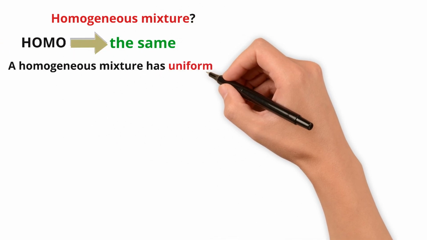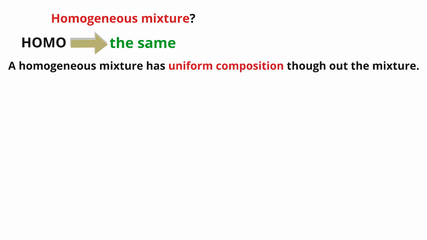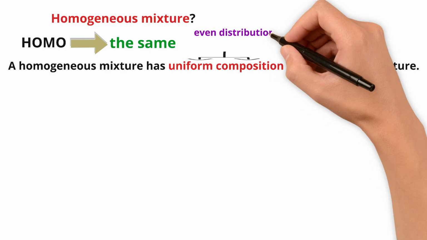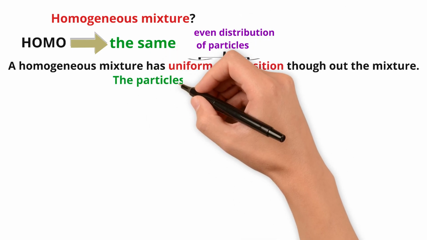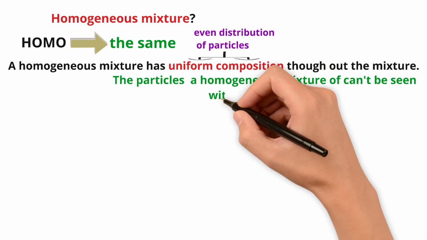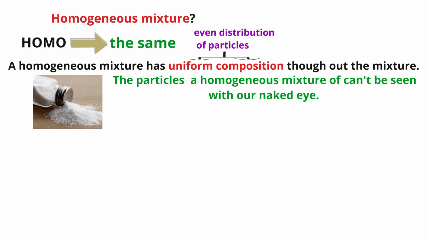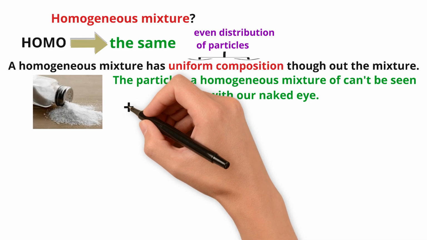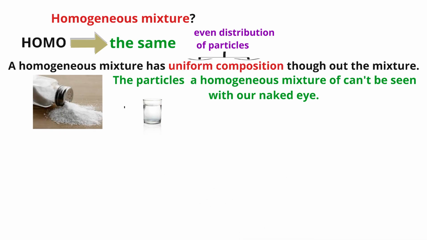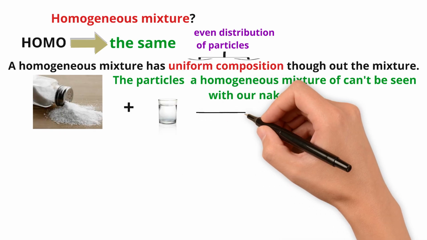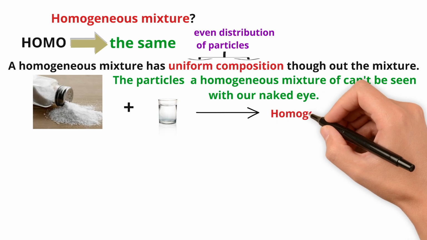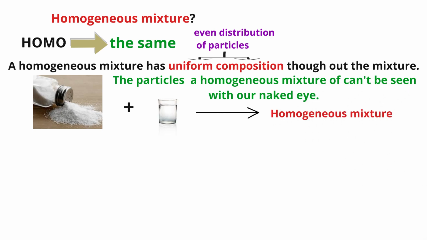A homogeneous mixture has uniform composition throughout the mixture. Uniform composition means even distribution of particles. The particles of a homogeneous mixture cannot be seen with our naked eye. Let us give you different examples. When we dissolve common salt or sodium chloride in water, we make a mixture.